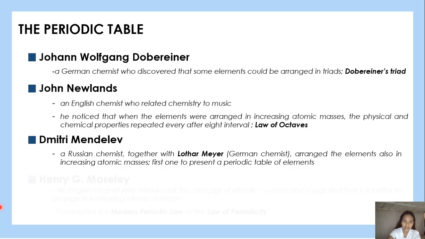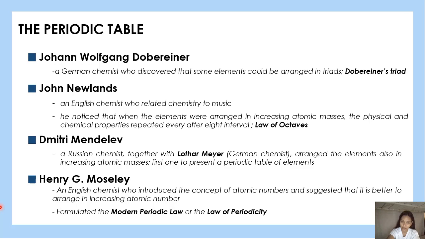The last one is Henry G. Moseley. He was an English chemist who introduced the concept of atomic numbers. Since Dmitri Mendeleev arranged the elements through increasing atomic masses, but it was Henry who discovered the concept of atomic numbers, he suggested that it is better to arrange the periodic table in increasing atomic number.